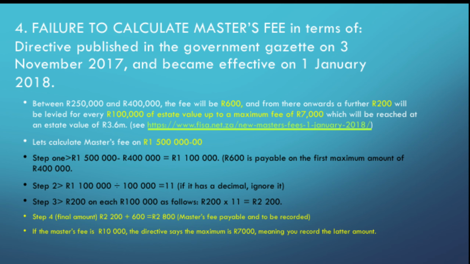2,800 rands. If the master's fee is 10,000, the directive says the maximum is 7,000, meaning you shall record 7,000, being the latter amount. I hope it makes sense.